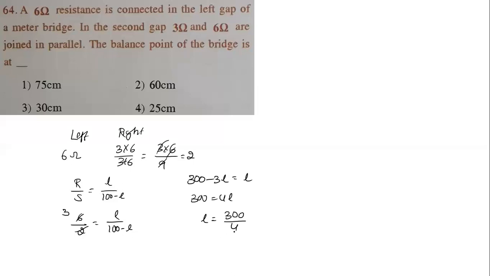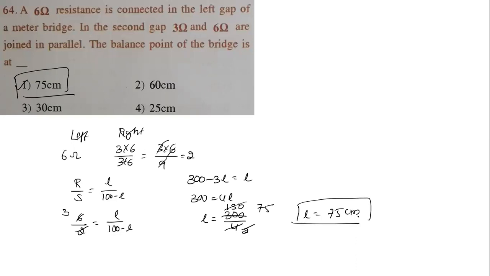So how much are you going to get? 300 by 4: cancelling by 2, it is 150 by 2, and you are going to get 75. So the balancing length L is 75 centimeter. That's the answer. Since these two are in parallel, we take the parallel condition, 3 into 6 by 3 plus 6, that is R1 R2 by R1 plus R2. That's the formula for parallel combination, okay? Yes, students.